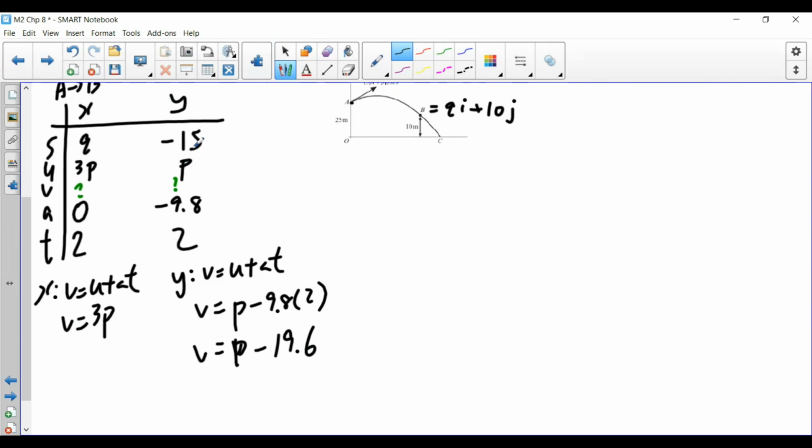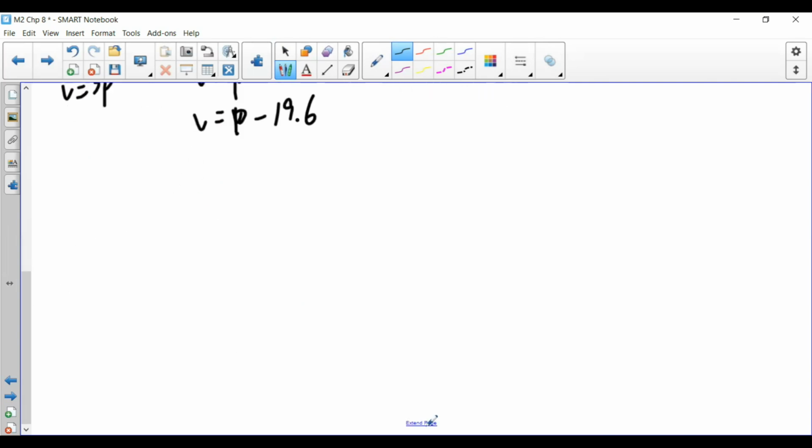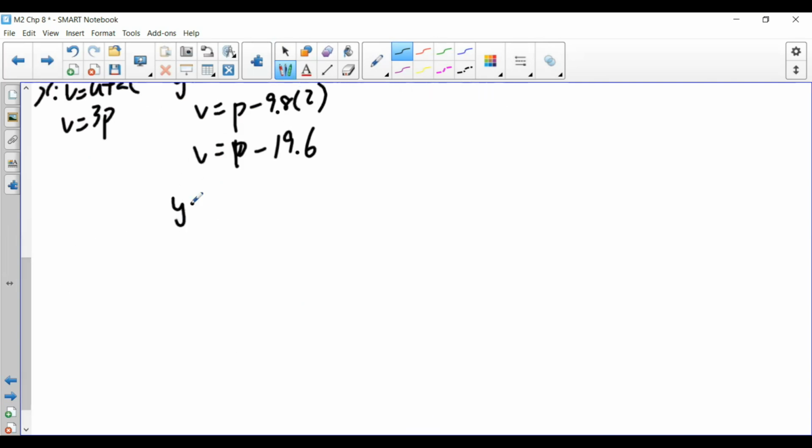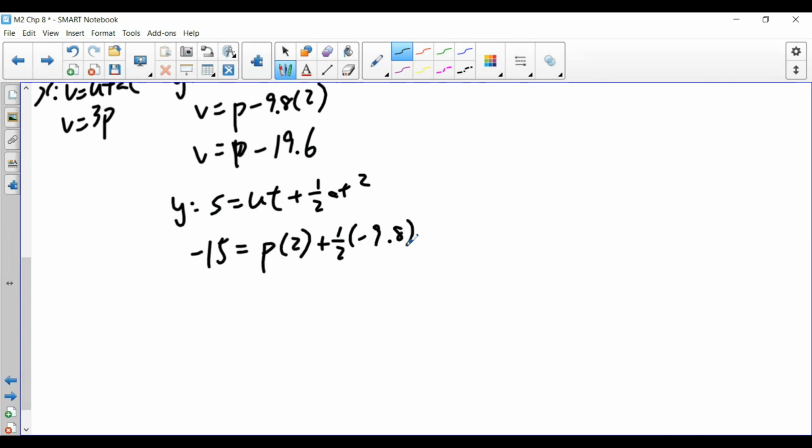So to find P, I'm going to use S equals UT plus half AT squared on Y. So on the Y-axis, S equals UT plus a half AT squared. S is negative 15. U is P. T is 2, plus a half times negative 9.8 times 2 squared. Solve the equation. You should get P equals 2.3. Okay, do it yourself and see if you got P equals 2.3.